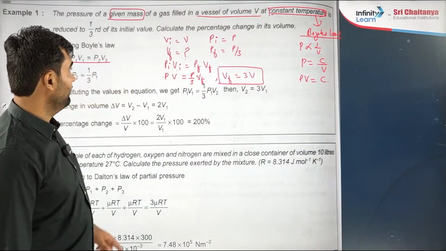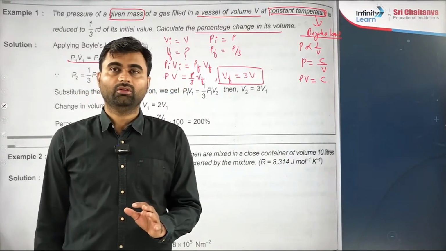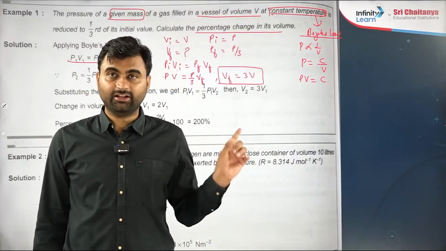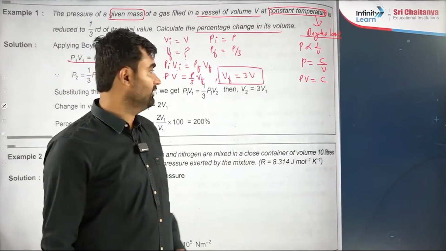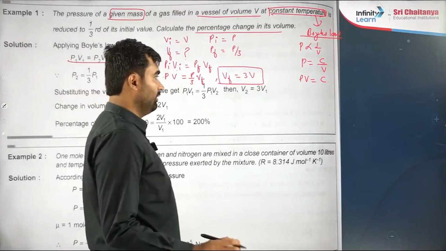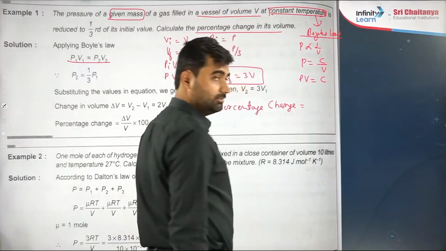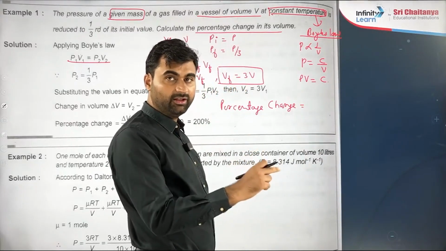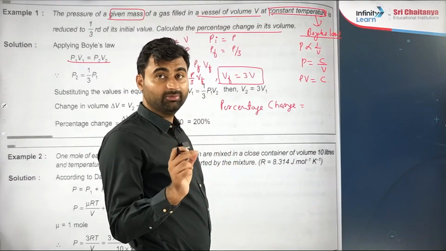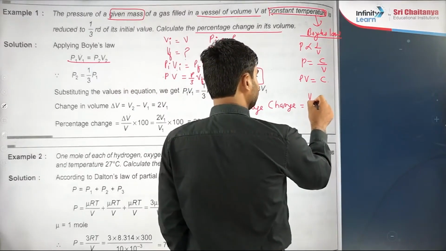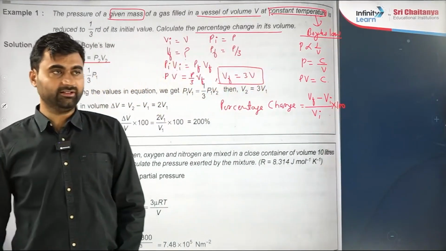Okay, now students, this is the percentage change. You will see in physics, in many chapters at multiple places, this type of question: find percentage change. So how to find percentage change? Understand, this formula you have to remember. Percentage change formula is final quantity minus initial quantity divided by initial quantity, multiplied by 100. So final volume minus initial volume by initial volume into 100. This is the formula of percentage change.